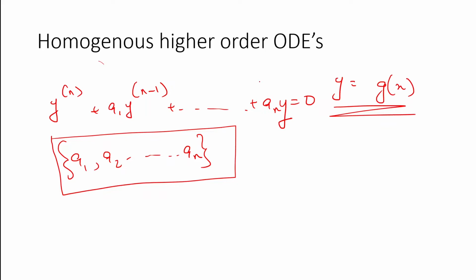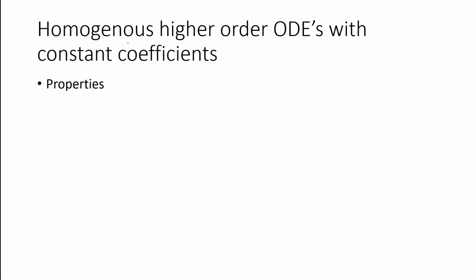So this was a homogeneous higher order differential equation. This is a general form of such a differential equation. But as I said earlier, you cannot solve it in general. So there are some special forms. I'll look into them in the next slides. The first special form which we'll be looking into is a homogeneous higher order differential equation with constant coefficients.